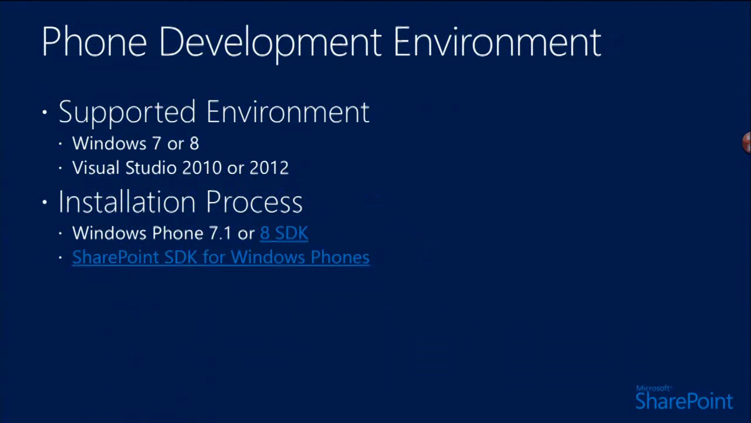From a phone development perspective, this is where it gets a little bit tricky as a SharePoint developer. The tooling is only supported on Windows 7 and Windows 8. I essentially need a Windows Phone 7.1 or 8 SDK installed on my machine. And there's a separate SharePoint SDK for Windows Phone. This will give me the ability, as I'll show you in a minute, to do File, New Project and pick the SharePoint Windows Phone apps. If you don't have that installed, it won't show up in Visual Studio for you.